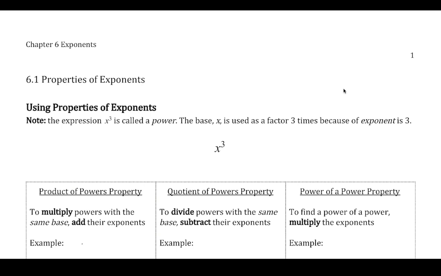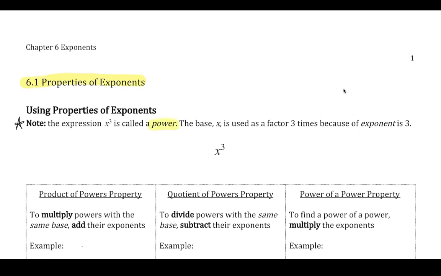So this is section 6.1, properties of exponents. And starting up at the top, there's just a few words that we want to get comfortable with using. So where it says, note the expression x cubed is called a power. The base x is used as a factor 3 times because of the exponent 3.